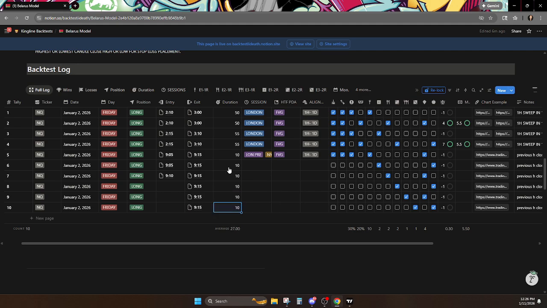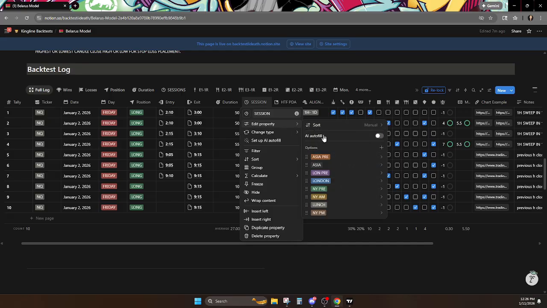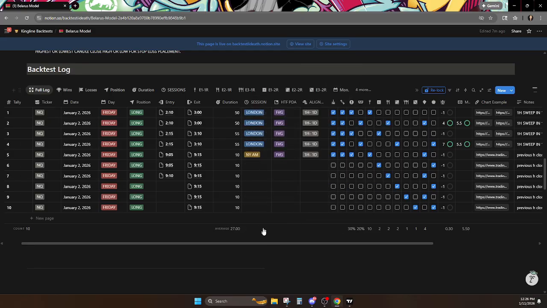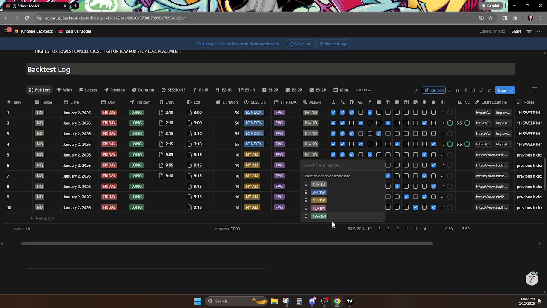Oh, I have sessions on multi-select. I need to change this. So the options will stay in place, but we can only select one session. And this is obviously the fair value gap setup with the 1 hour to daily alignment. And that 1 hour would be trading away from that daily order block that we marked out yesterday.